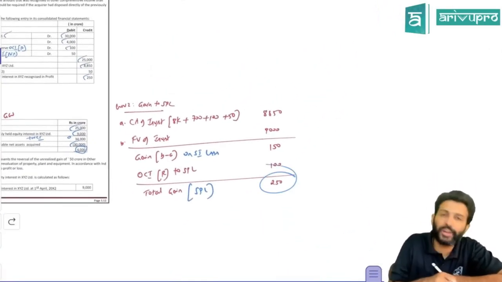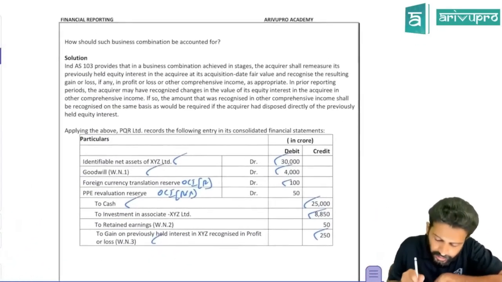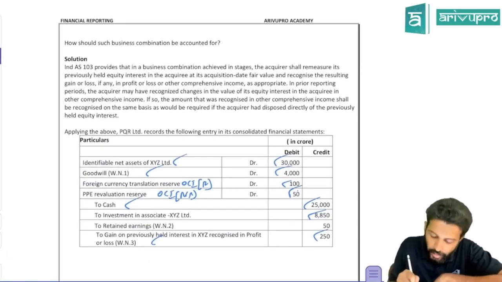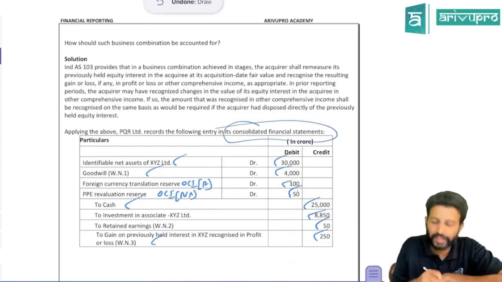Total gain to SPL is 250. That 250 you'll transfer off to SPL. Then this non-recyclable OCI of 50 will be directly transferred off to retained earnings. So this is the journal entry that you'll pass in your consolidated financial statement, like that.